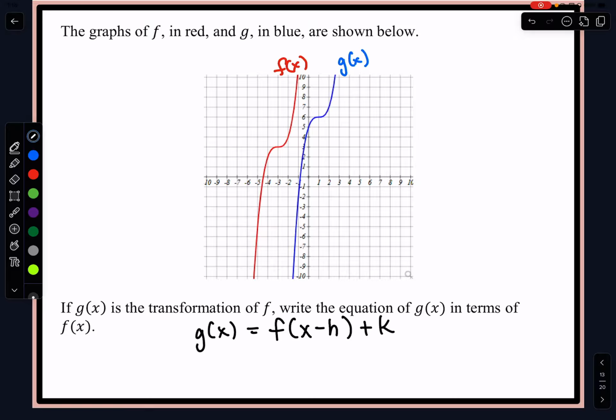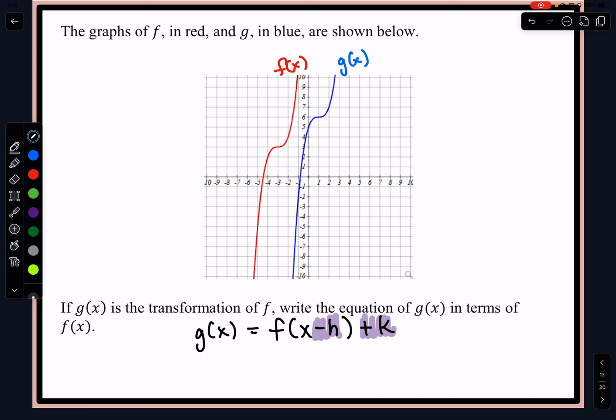Ultimately, our job is to identify the value of our horizontal shift and our vertical shift. We can achieve that objective by simply identifying a point on the red graph and identifying the corresponding position on the blue graph. The only problem is to use a point here, or any other point, and try to identify where it corresponds over there. Sometimes it's easy, sometimes it's not.